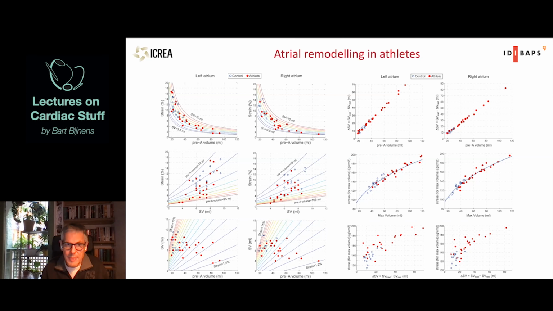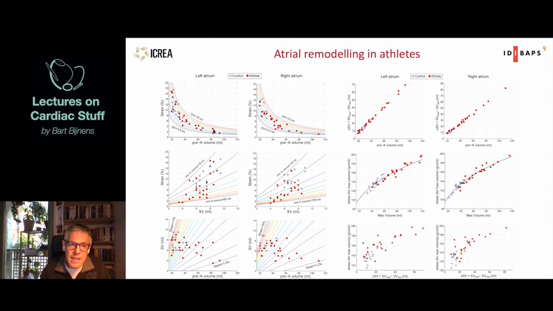They wanted to see whether there are differences, first of all between left and right, and secondly between controls and athletes. As I said before, there is a fixed relationship between the size of the heart, the deformation, and the generated stroke volume, so you can put them in context. You can put these atria in diagrams where you look at strain versus volume, with constant stroke volumes in some ways, or strain versus stroke volume, or stroke volume versus size. One of the things you see is that the athletes have these very large ones. There's a shift, and again a lot of overlap, but there's a subgroup of athletes which have very high volumes.